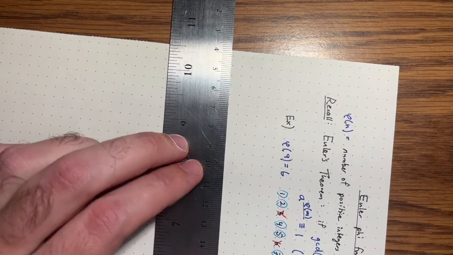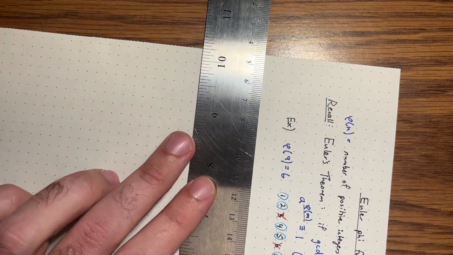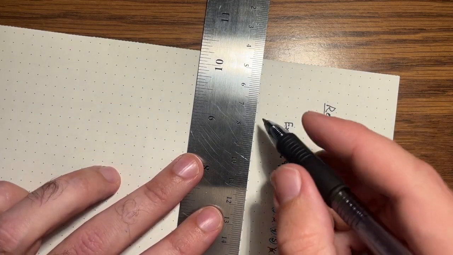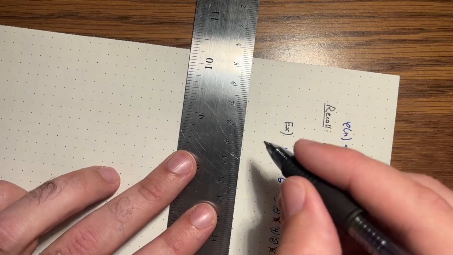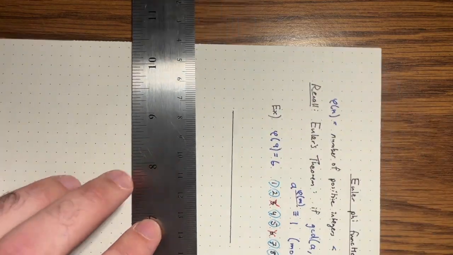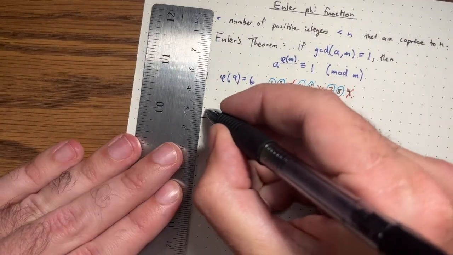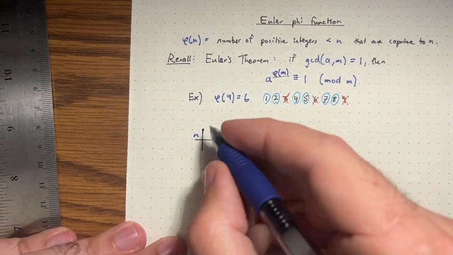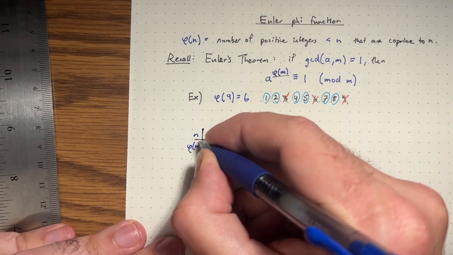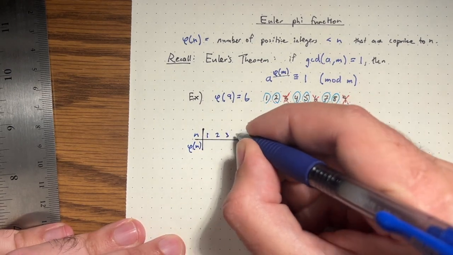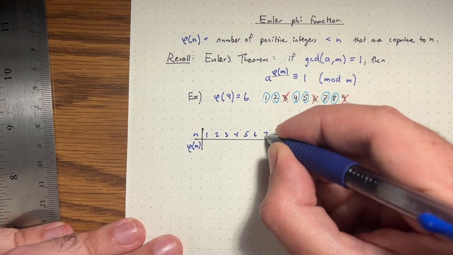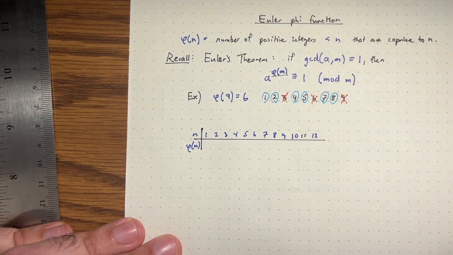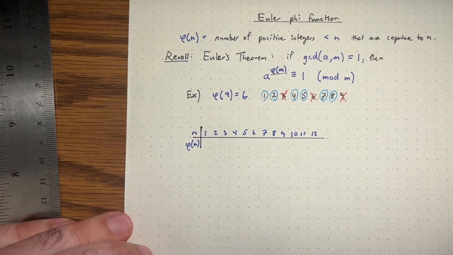Normally when I come across a new function and I'm trying to figure out some properties of it or how it works, the first thing to do is just to generate some data. So let's make a little table and put values of n across the top and phi of n across the bottom. So 1, 2, 3, 4. Let's go up to 12. That's fine. Okay, phi of 1.